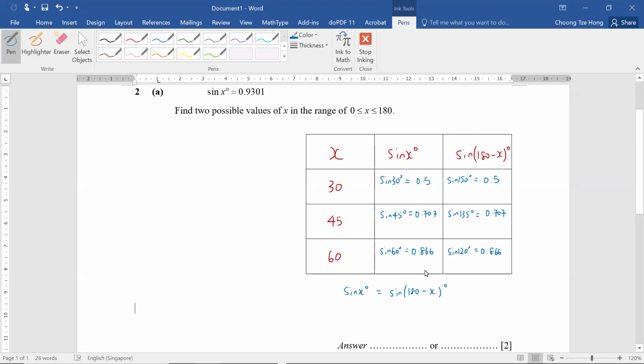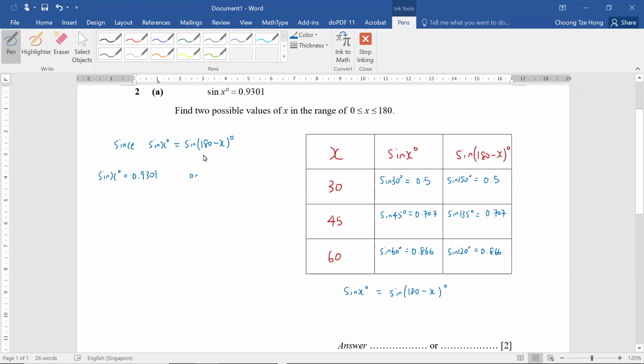Right, so now basically for this question, we are going to apply this concept. Right, so they told us that sine x degrees is equals to 0.9301. But we have just learned that sine x degrees is equals to sine 180 minus x degrees. Okay, so let's state this concept. Let's try to present our working in full. So we'll say since sine x degrees is equals to sine 180 minus x degrees, then now we can come up with two equations. So one equation would be the original equation, sine x degrees equals to 0.9301, or now we can come up with a second equation.